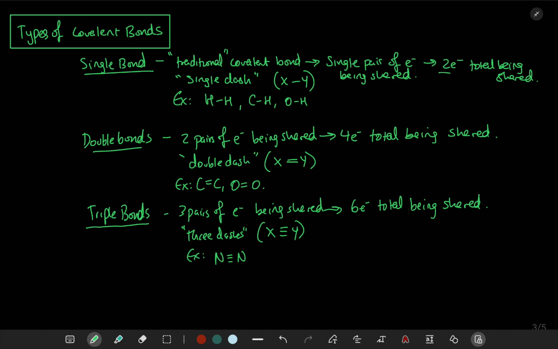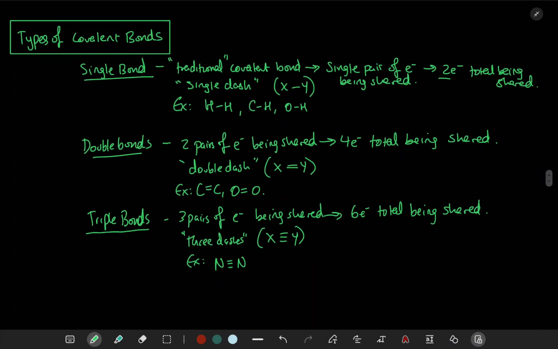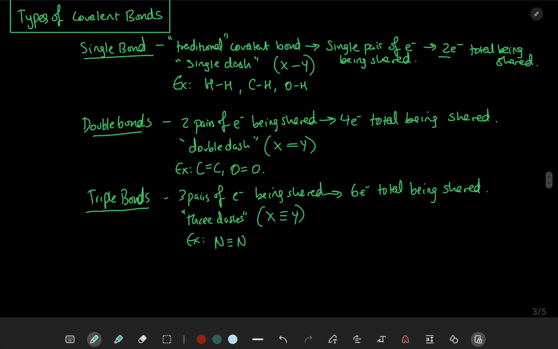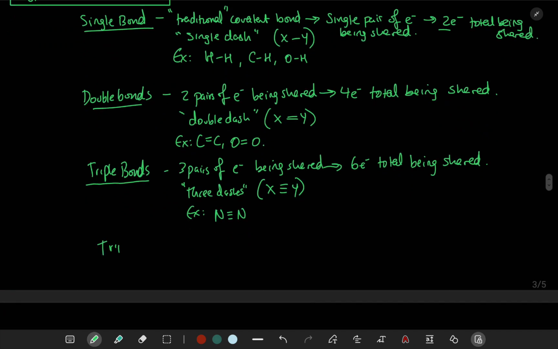Okay, so now these 3 different bonds will have different properties, but for the purposes of this video and for basic biology 101, all you really need to know is the difference in strengths of these different covalent bonds. So triple bonds will have the greatest bond strength, followed by double bonds, followed by single bonds. Alright, so triple bonds are going to have the greatest bond strength, followed by double bonds, followed by single bonds.